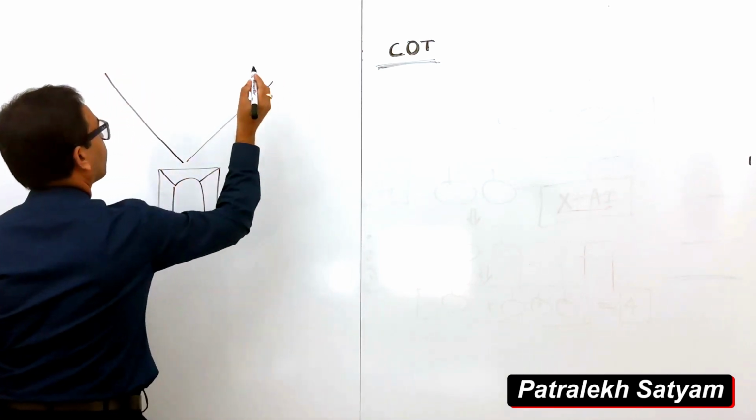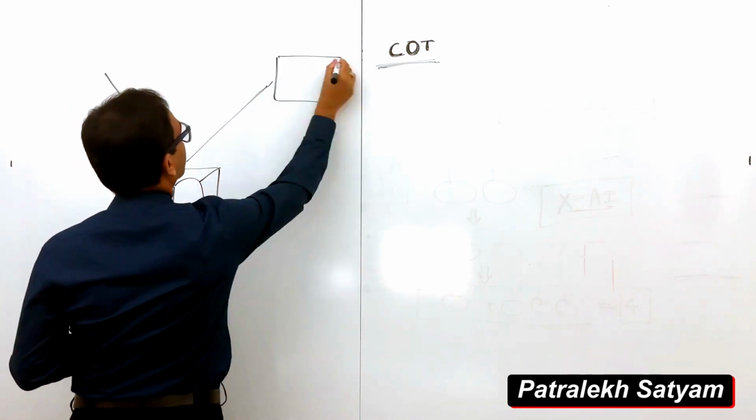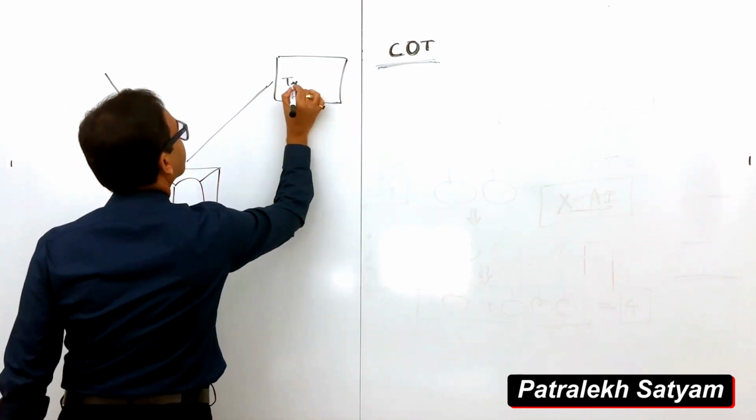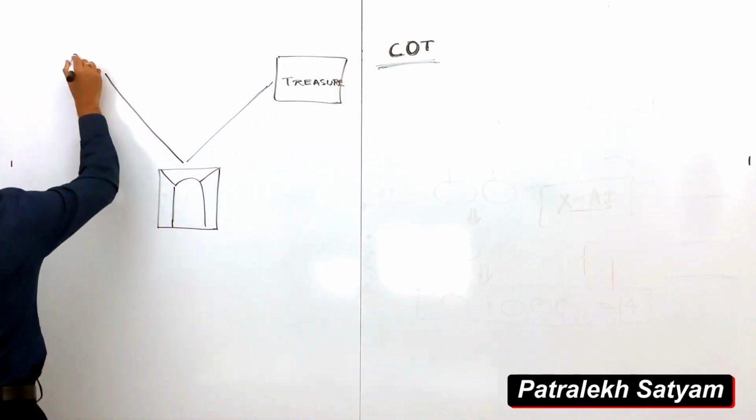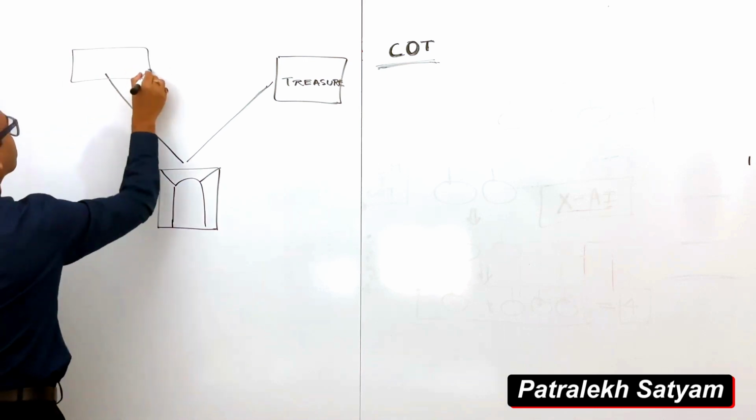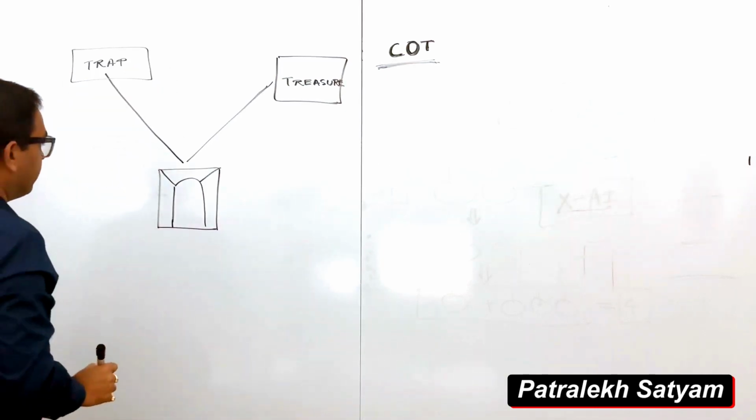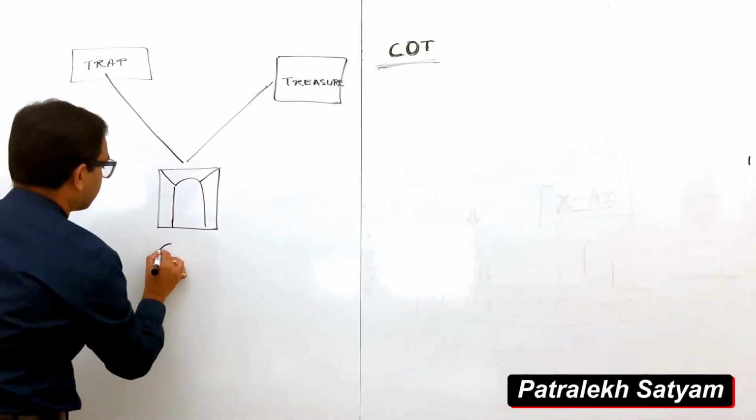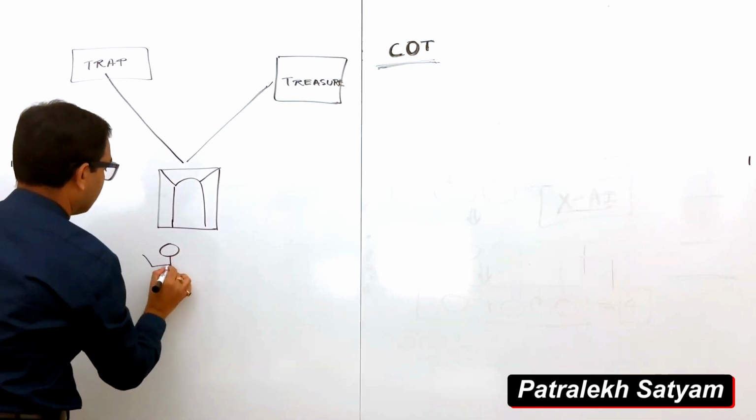If you follow one path, it leads you to a treasure. If you take the other path, it takes you to a trap. There are two guards standing in front of this gate, guarding the gate.